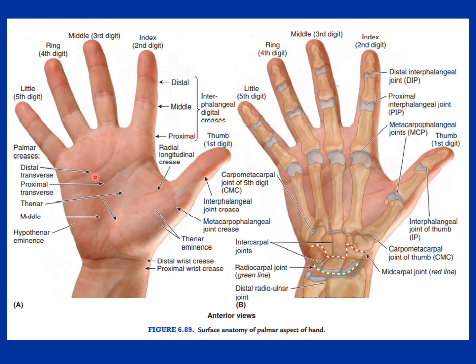Now on the palm we have the distal transverse crease, the proximal transverse crease, and then toward the base of the thumb we have the radial longitudinal crease. In the thumb also we have an interphalangeal crease, and we also have a crease at the base of the thumb which is the metacarpophalangeal joint crease. As we have discussed, these are the points of the creases where we flex our hand.